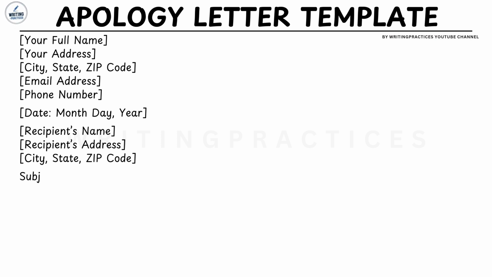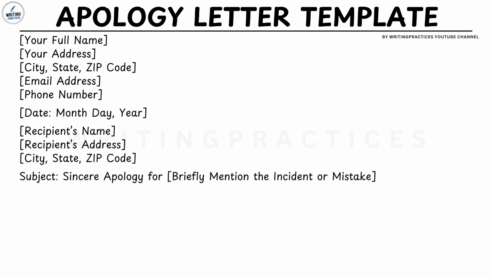Subject: a clear and respectful introduction. The subject line is your chance to provide a concise summary of why you're writing. Use it to directly state that this is an apology. For example, subject: sincere apology for briefly mentioned the incident or mistake. A clear subject line immediately informs the recipient of the letter's purpose and prepares them for the content. It's a simple but crucial step in effective communication.